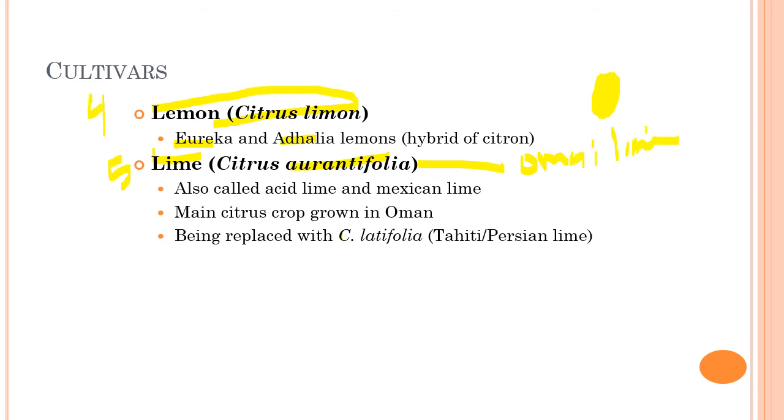There's also the one without seeds, the one I talked about just now, the Tahiti and Persian lime, which is strongly parthenocarpic. It sets fruit with no seeds without pollination. So that is called latifolia. The Tahiti or Brazilian or Persian lime is the same thing. So that is basically another group, number 5, which is the lime.